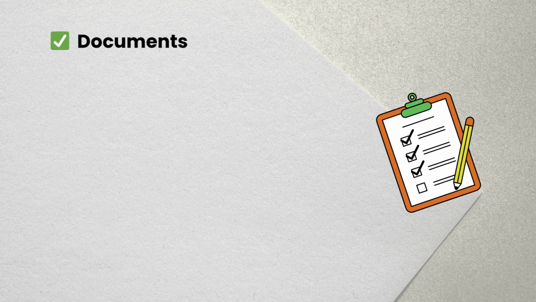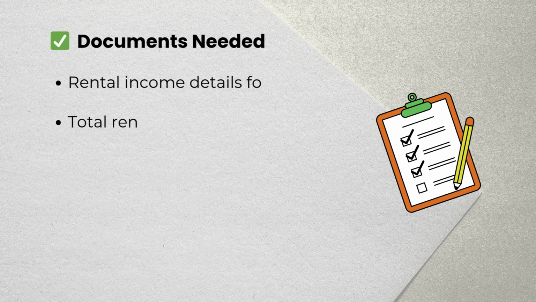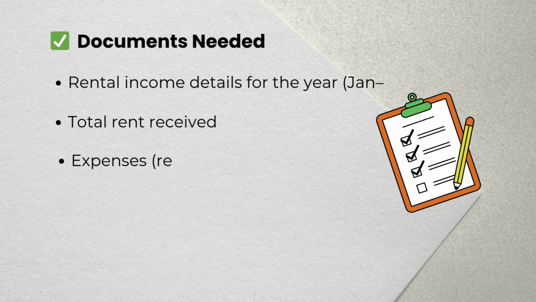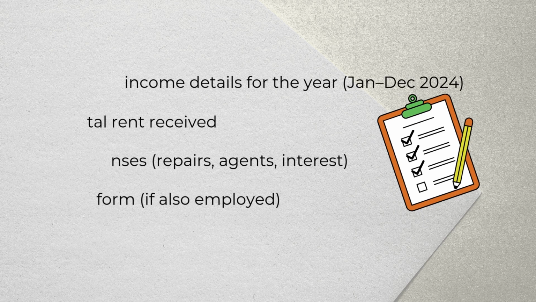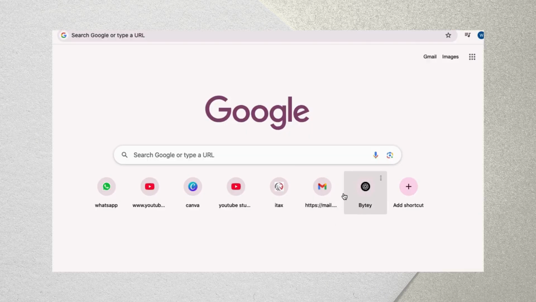Documents required are rental income details for the year, total rent received, then expenses, repairs, agent fees, mortgage interest, and a P9 form if also employed. So this is the process.